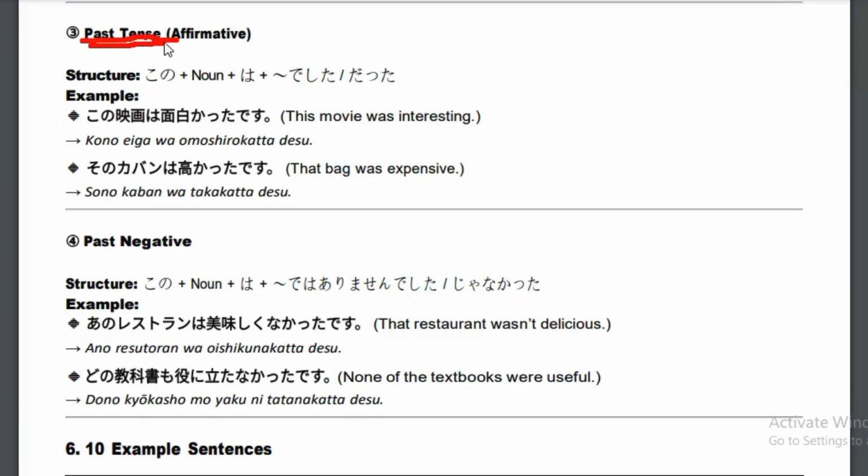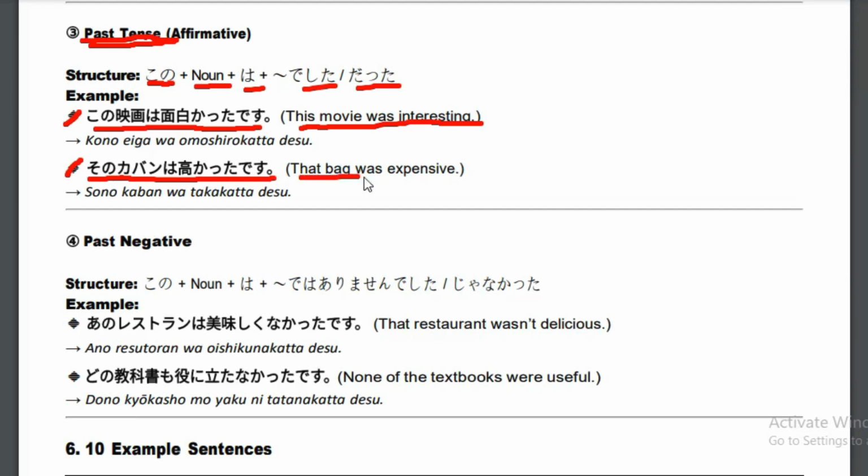And this is past tense structure. First is kono plus noun plus wa particle and then deshita in formal and datta in informal. The first example is kono eiga wa omoshirokatta, means this movie was interesting. The next example is sono kaban wa takakatta desu, means that bag was expensive.